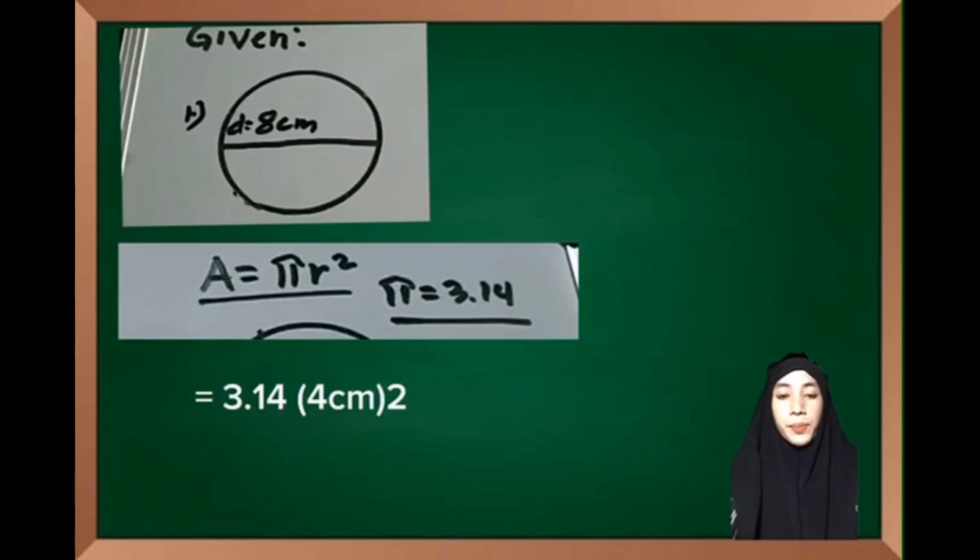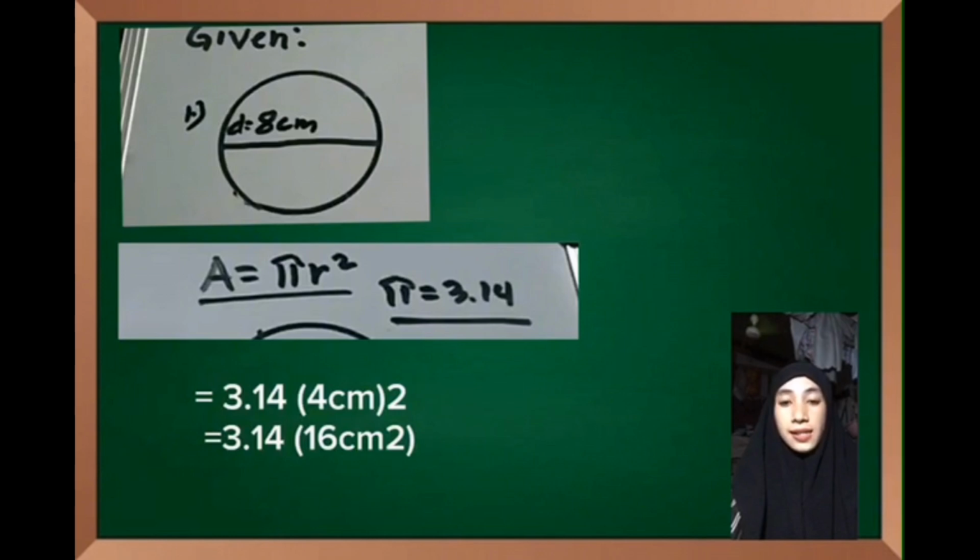So 3.14 times the given 8 centimeter. The radius, the half of the diameter, is 4. So we will put here 4 centimeter, then squared. Then 3.14 times 4 squared, that is 16. Then copy the unit, then squared. Next, let's multiply 3.14 times 16 centimeter squared.